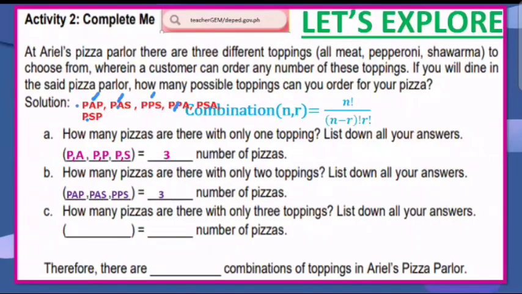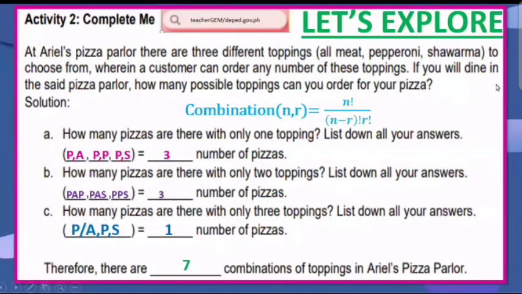In a combination, if the elements are the same, it is counted as only one. That is why the other three were eliminated here, because they have the same subset as above. And lastly, how many pizzas are there with 3 toppings? Is there any? Pizza with all meat, pepperoni, and shawarma. So our answer is only 1 pizza for that combination. Therefore, there are 7 combinations of toppings at the pizza parlor.